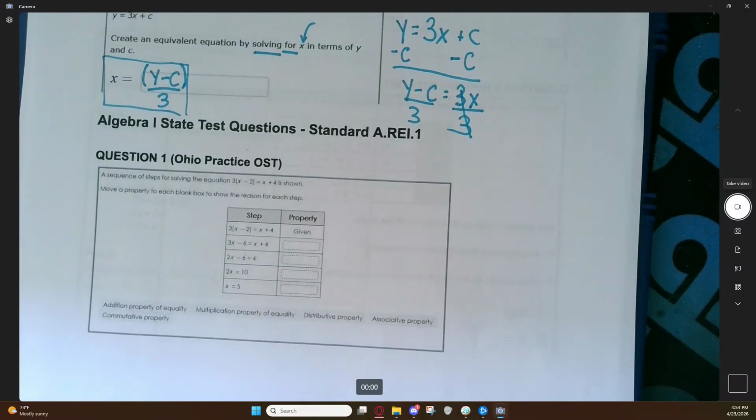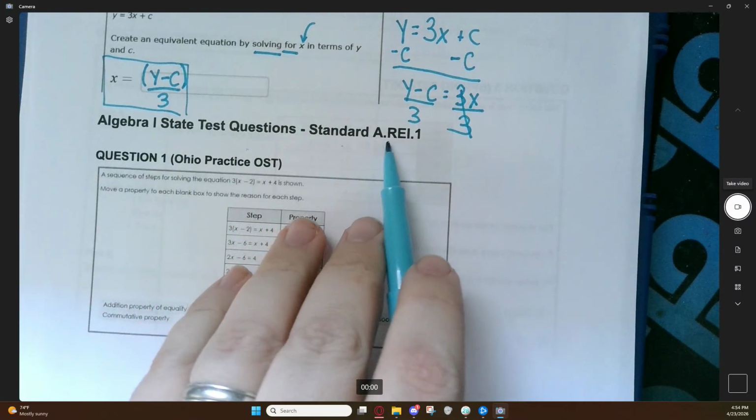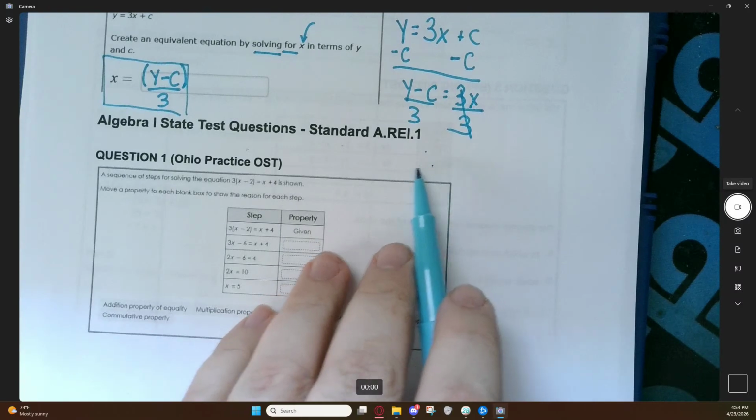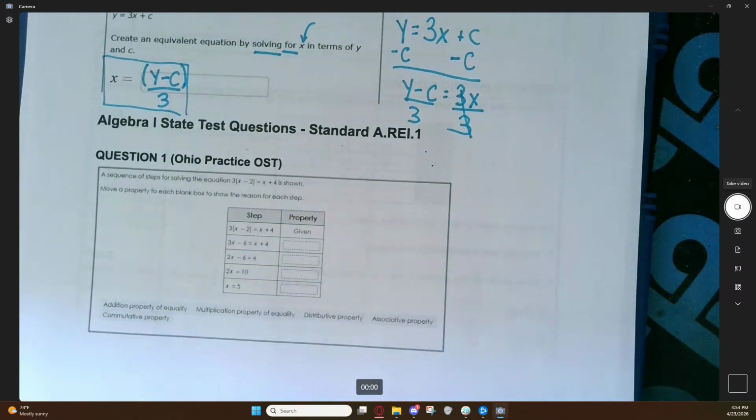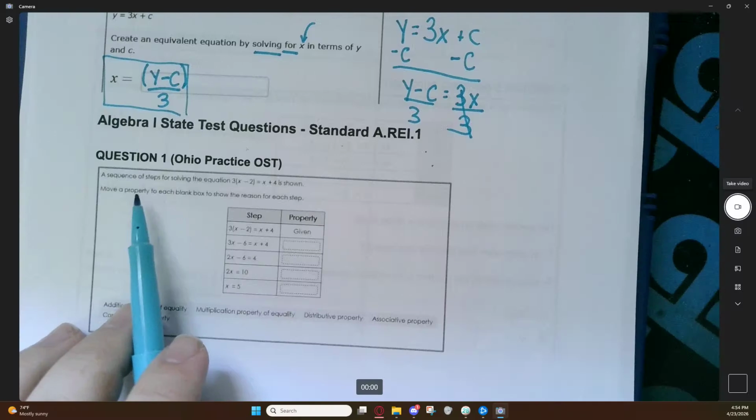Alrighty, welcome back to another math lesson. Today we're going over Algebra 1 state test questions for standard A.REI.1. We're going to hop right in with question 1 from the Ohio Practice OST.